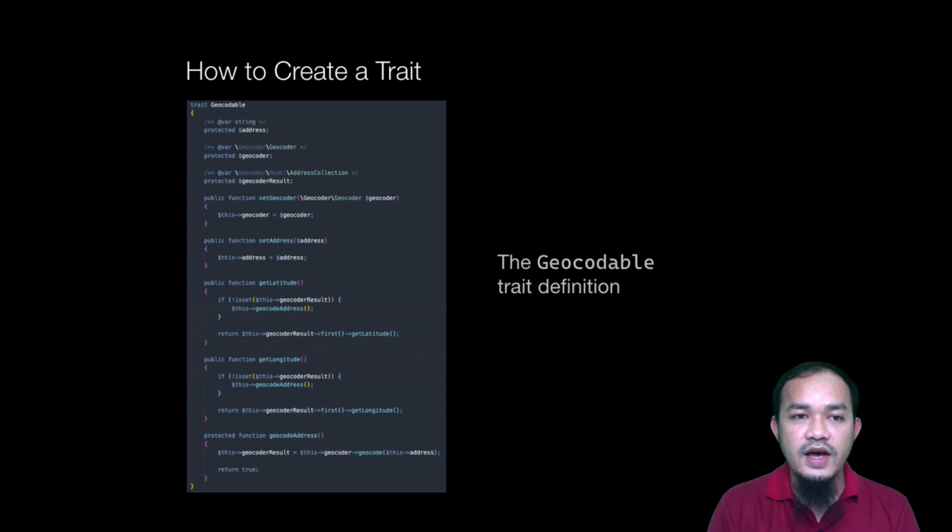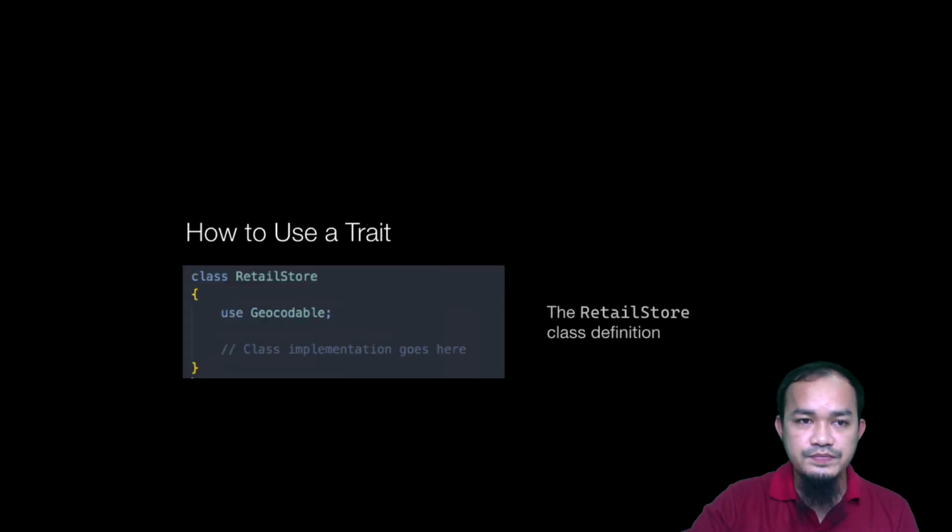When you define the trait, you start with trait and then the trait name, then open bracket and close bracket, followed by the property inside the trait, and then the functions. We have set geocoder, set address, get latitude, get longitude, and then display latitude and longitude. This is the code. You can read the code more clearly in my GitHub repository.